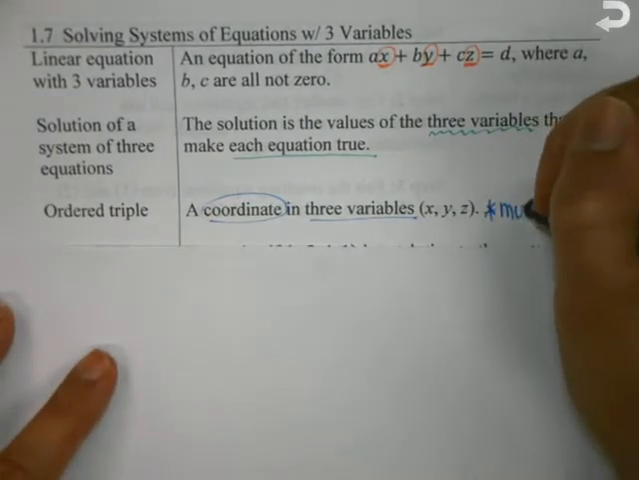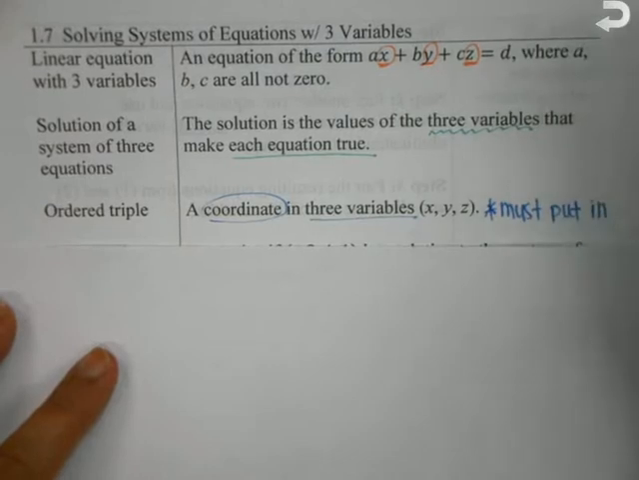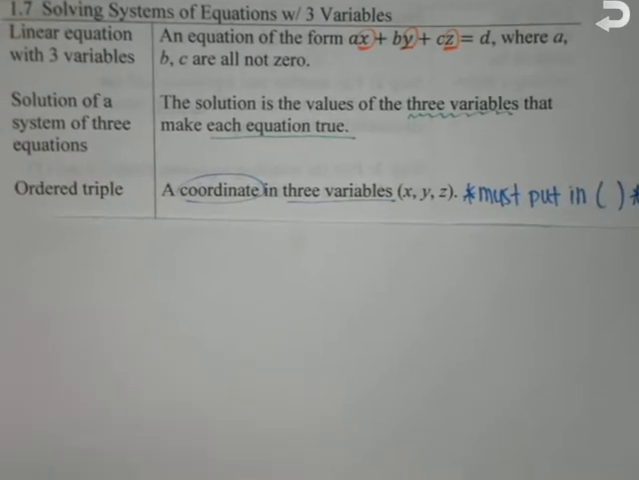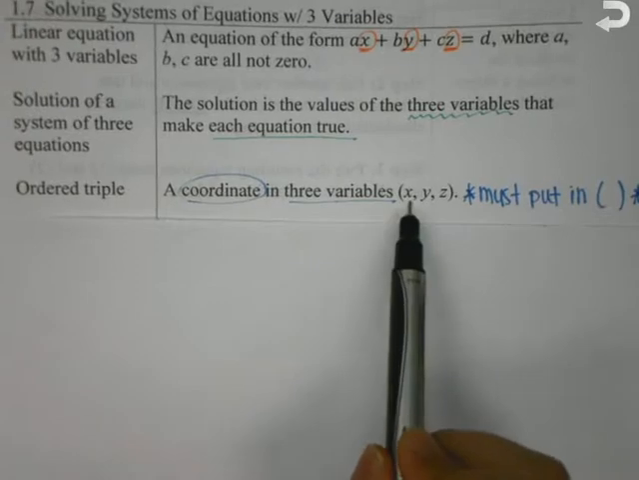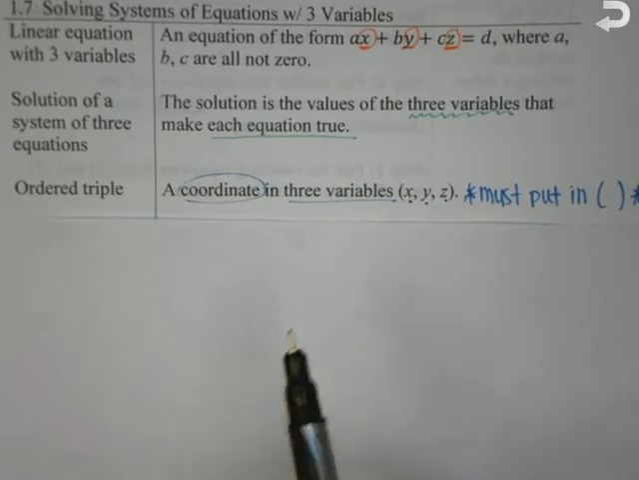Let's write that note. If it's not in parentheses, it's just a list of 3 numbers, and it doesn't mean anything. It needs to be in parentheses. X always comes first, y always comes second, z always comes third.